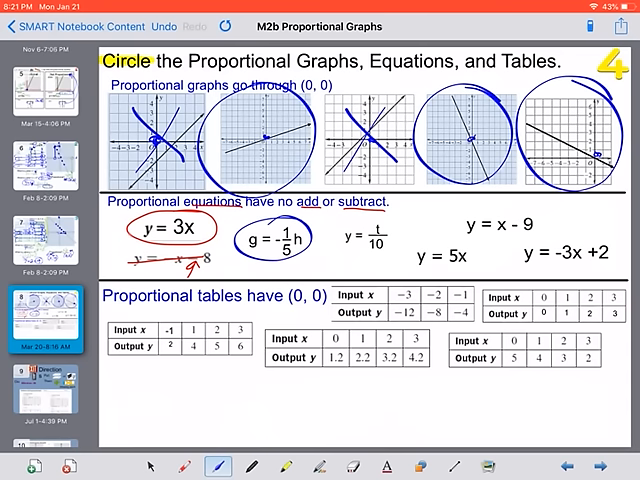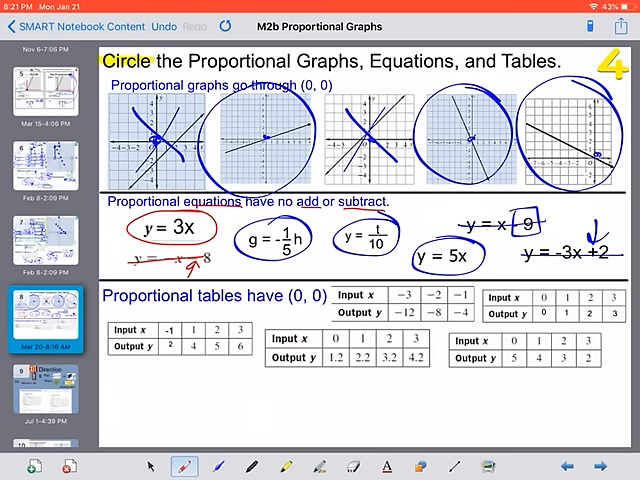This one, same thing, this is proportional. There's nothing added or subtracted on the end. Proportional, nothing added or subtracted on the end. This one, oh, we have minus 9, not proportional there. And same thing here, this one has plus 2. That tells us it's going to begin somewhere other than 0, 0, not proportional. So we had 4 proportional equations.